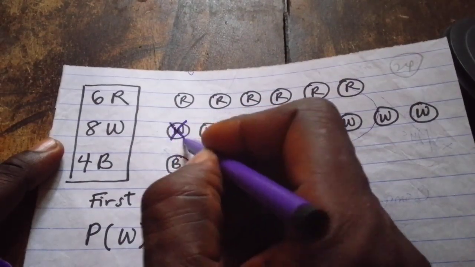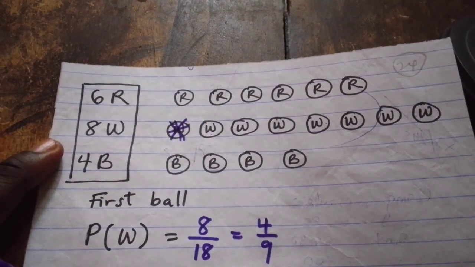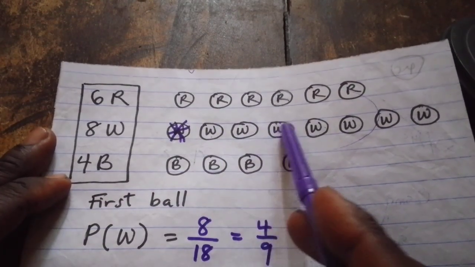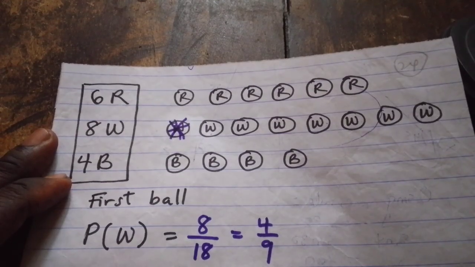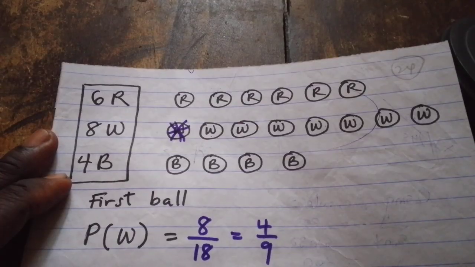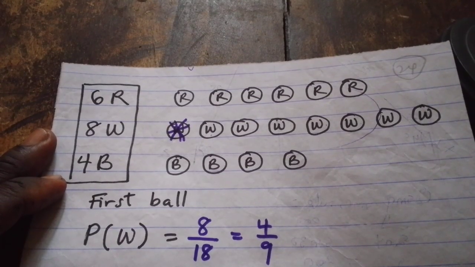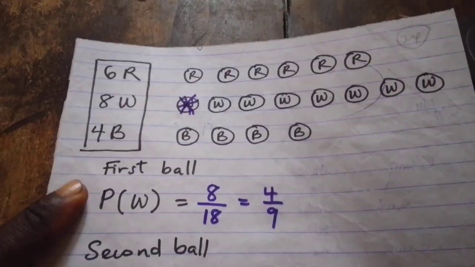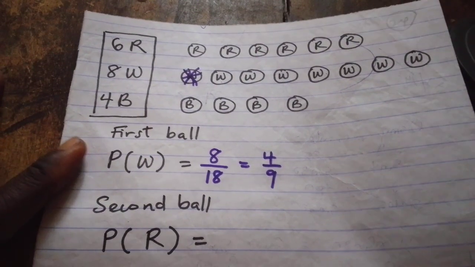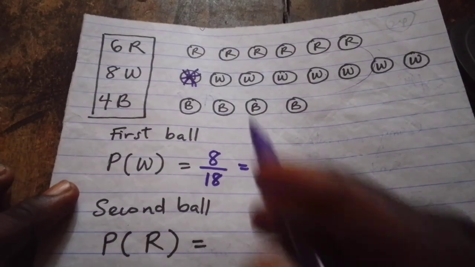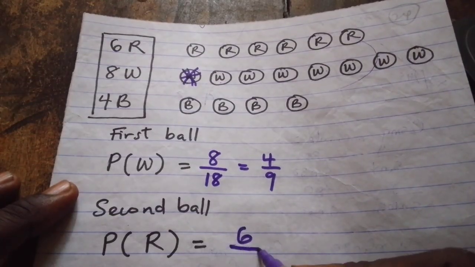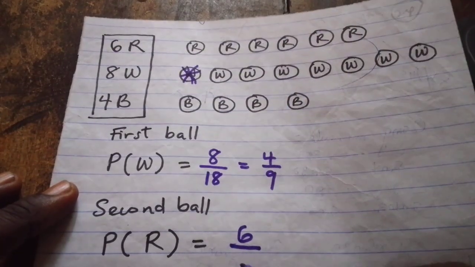Now, the probability of picking the first ball to be white is 4/9. So I'm going to cancel one white ball here. How many white balls do I have left? I'm having 7 white balls. So the total number of balls I'm having left will now reduce to 17. Now I want to pick the second ball to be red. What is the probability of picking the second ball to be red? How many red balls do I have here? 6. So I'm having 6 over the total number of balls, which is now 17.